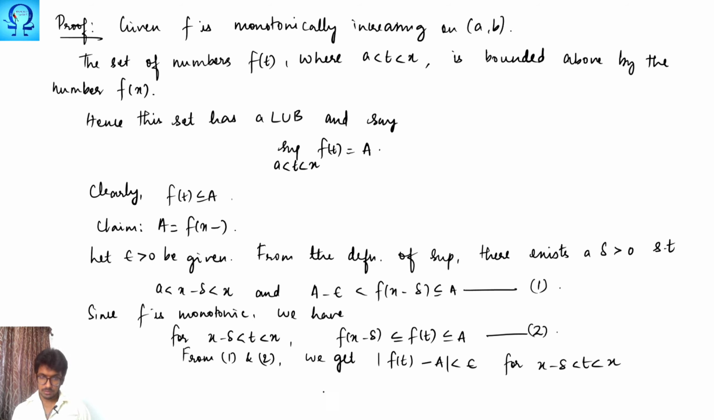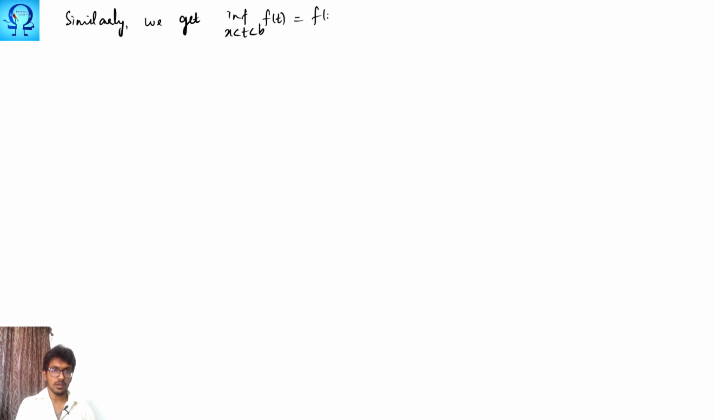This tells you your f of x minus is a. This is what you have chosen for some delta. So this means this is f of x minus. Okay, this completes this part. Similarly, one can easily prove that the infimum over x less than t less than b of f of t is going to be f of x plus.